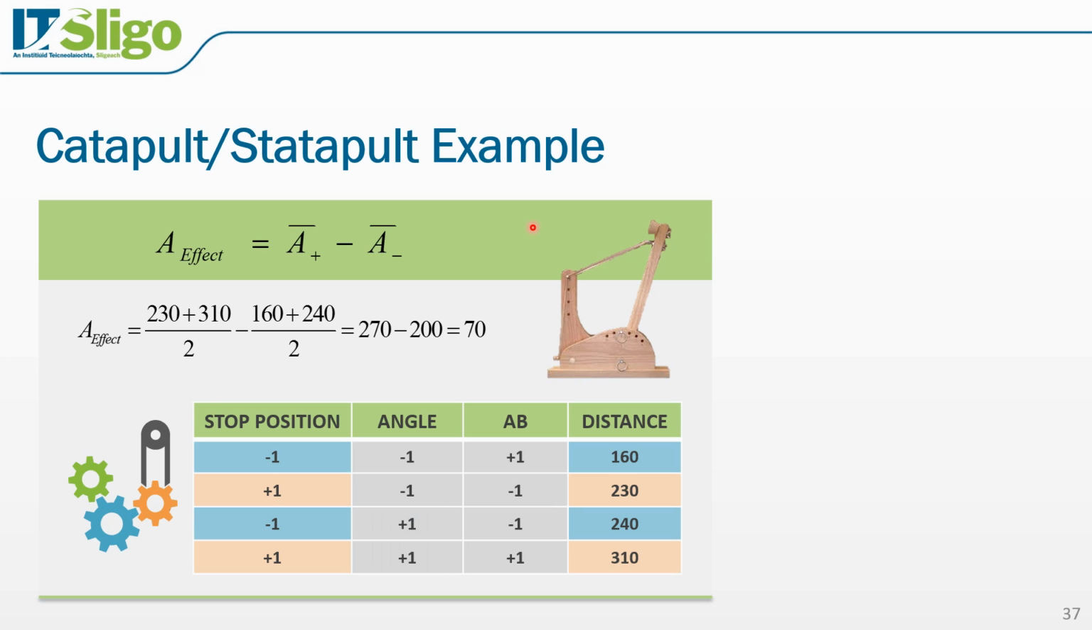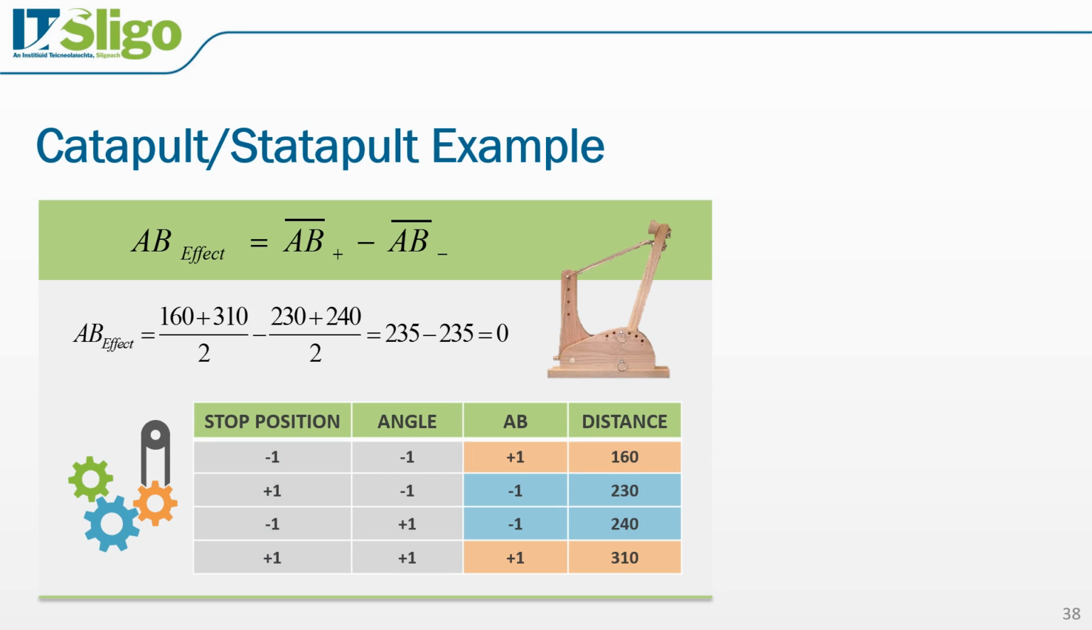If we take the influence of the stop position, or the A effect, the average response when A is high is 230 plus 310, divided by 2, minus the average response when A is low, which is 160 and 240, summed together and divided by 2. This gives us 270 minus 200 equal to 70. So this means that as we move from stop position 2 to stop position 3, the distance that we achieve increases by 70 centimeters.